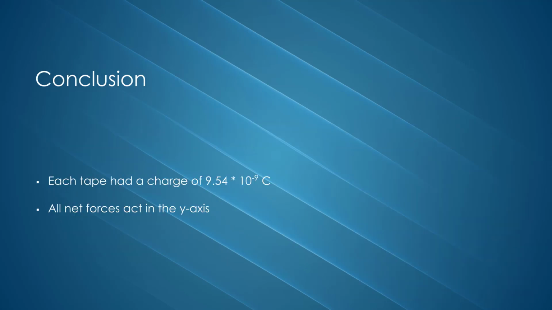In conclusion, we found that each tape had a charge of 9.54 times 10 to the negative 9 coulombs, and that all the net forces act in the y-axis. However, if we break apart our line of tape into smaller point charges, we'll find that there are forces in the x-axis, but they just cancel each other out.